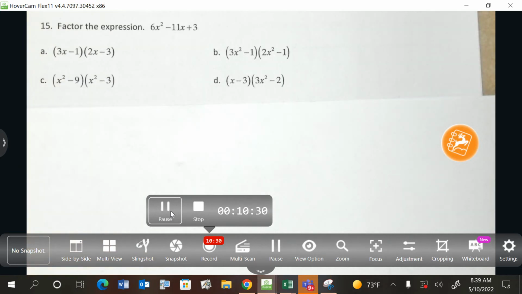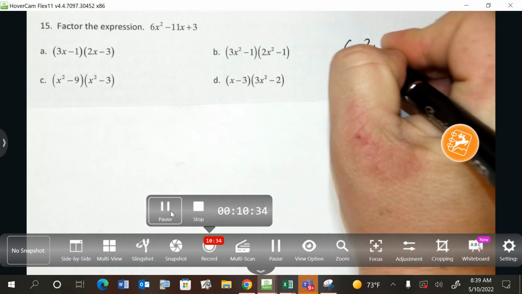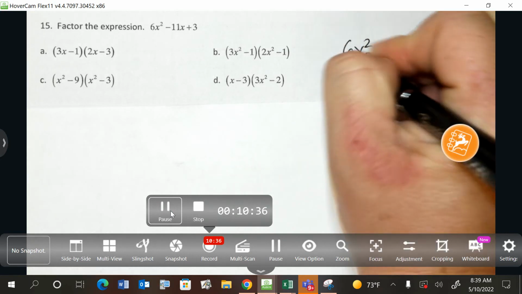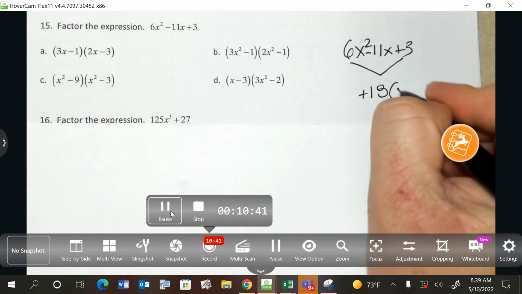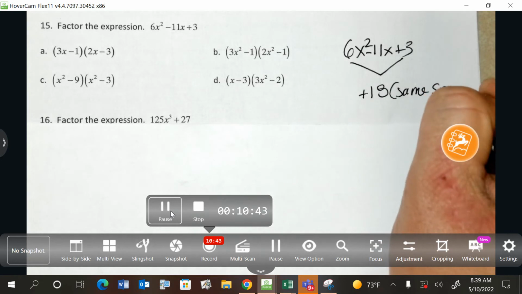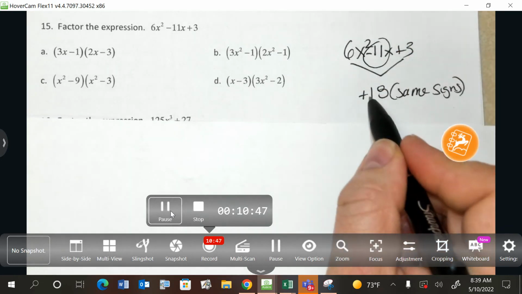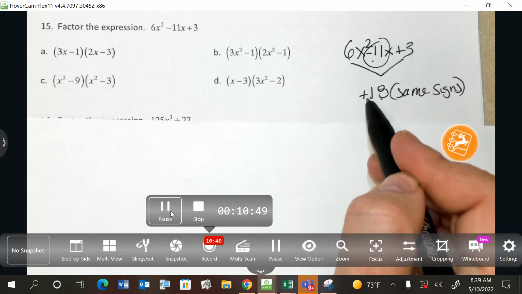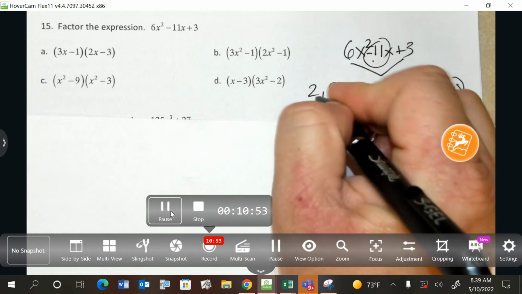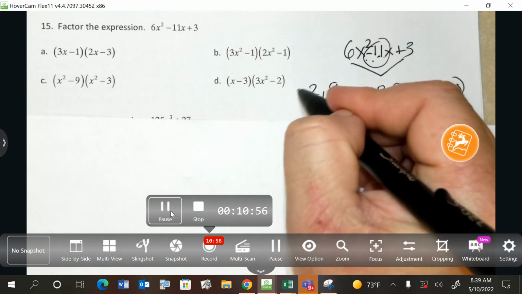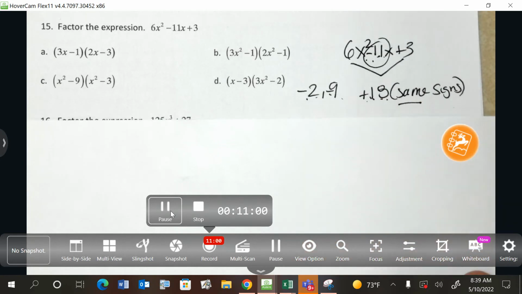So factoring number 15. How do we factor? So I have 6x squared, subtract 11x plus 3. Multiplies to give you positive 18. So I know the two numbers I choose, if it's possible, will have the same sign. So I'm going to say to myself, okay, 1 and 18, no. 2 and 9, yeah, 2 and 9 could give me this. So how could 2 and 9 give me a negative 11? They would both have to be negative, and yet they still multiplied to give you 18.